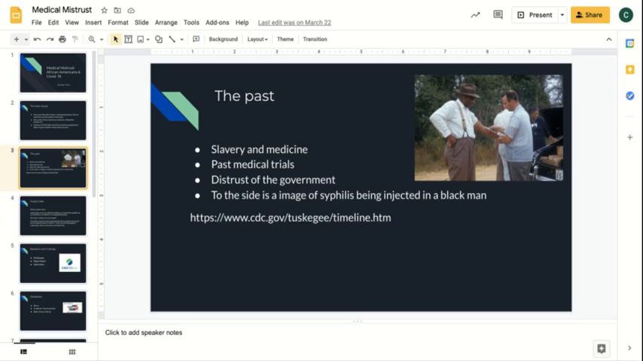And to the side, you have an image of an actual Black man being injected with syphilis when they were told that this was supposed to just see how immune they were. But instead, the exact opposite happened, and nobody was really immune to it.